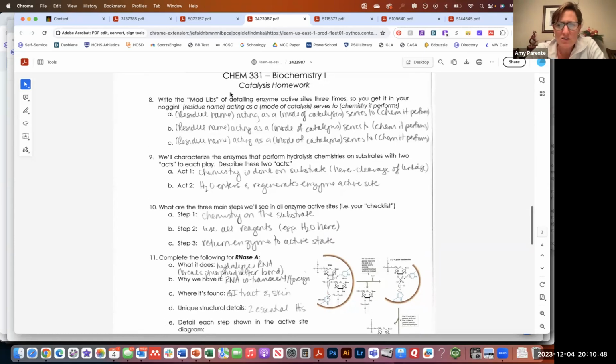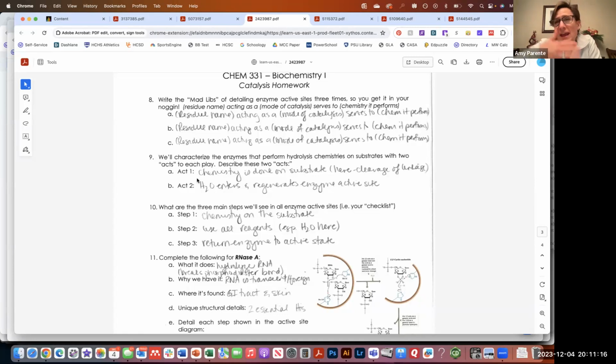Tell me who that residue is. What is it doing? Is it adding or removing a proton? Is it forming a covalent bond? Is it serving to stabilize charge? And then tell me the chemistry that it's performing. Is it forming a tetrahedral intermediate? Is it making a good leaving group? Just try to look at the picture that's there, look at the arrows for what's happening, and tell me the chemistry that it's performing. Okay.